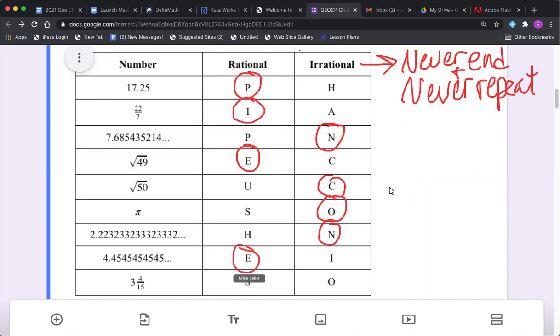The next one down is rational, though, because it's 45454545. It fits the pattern. And then the last one is a fraction. If it's a fraction, it's rational.